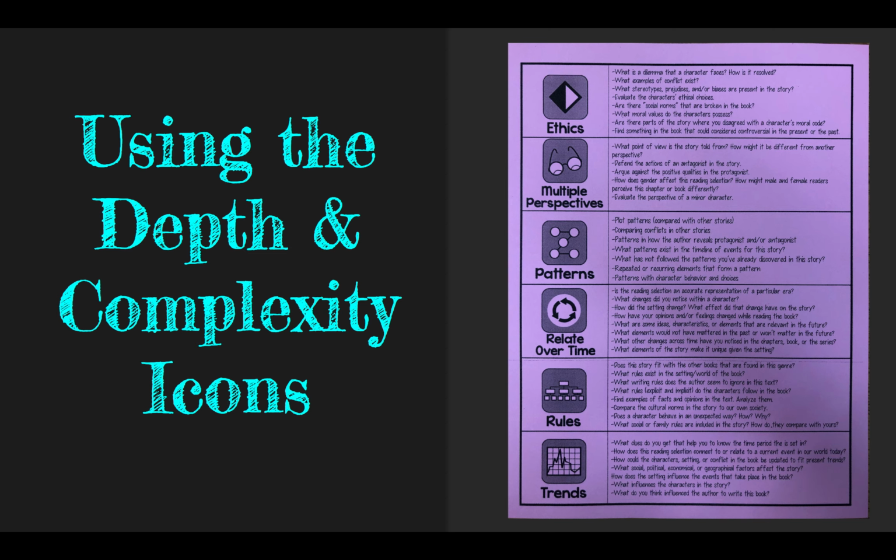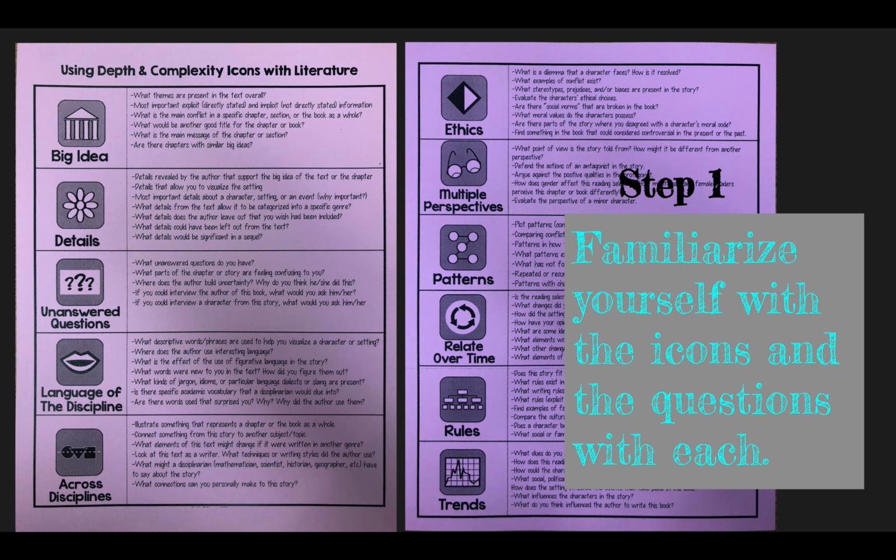So there are 11 icons, and I'm not going to go into detail about all 11, but you can see 6 of them here. And then here are all 11. The 6 from the first page are on the right, and then the 5 on the left. So there are 11 depth and complexity icons, and what you're going to want to do first is familiarize yourself with the icons and the questions with each.